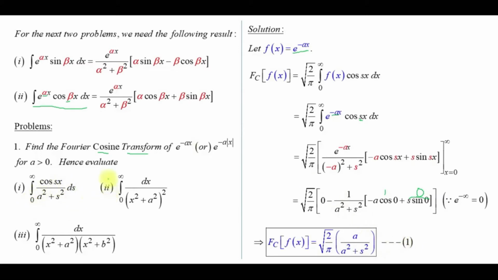Next, first deduction. So integral from 0 to infinity of cos sx divided by a square plus s square. Note the denominator is a square plus s square here also. So both are similar. That is, this deduction is similar to the Fourier cosine transform of f of x. Therefore, we have to apply the inversion formula, because this term is similar to this term.